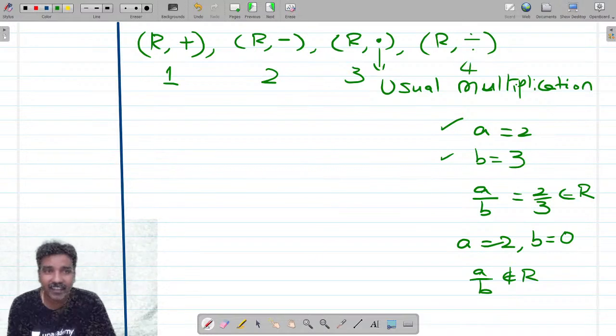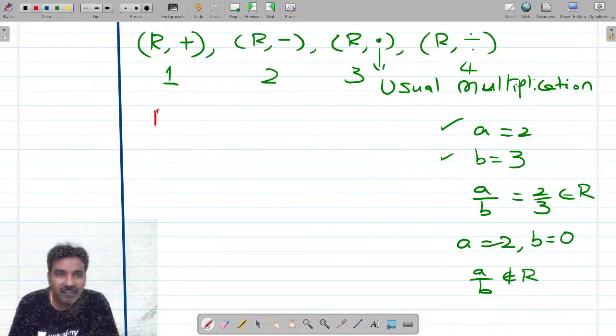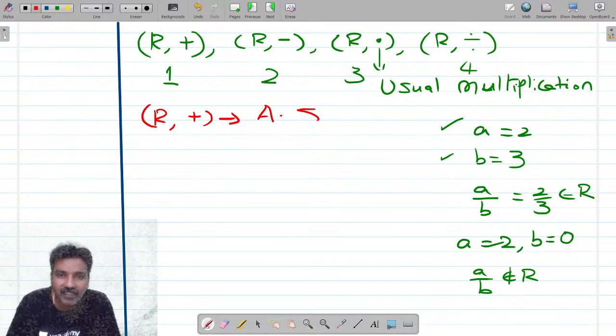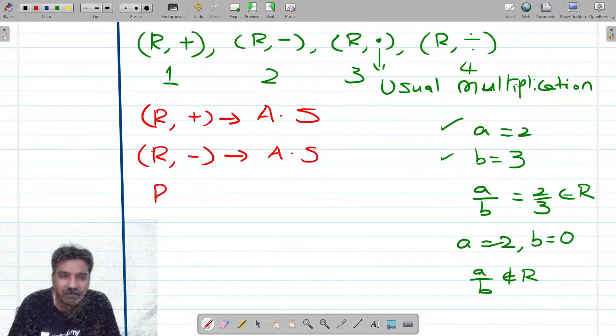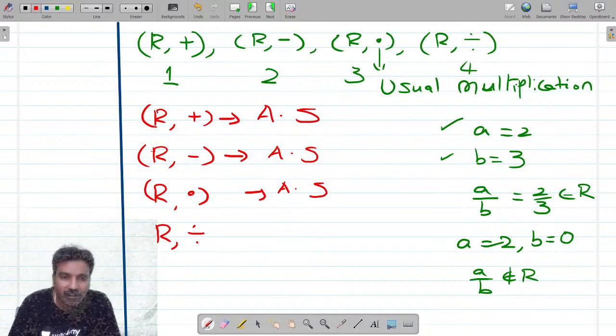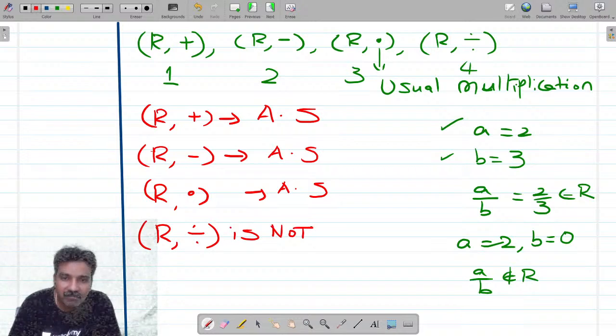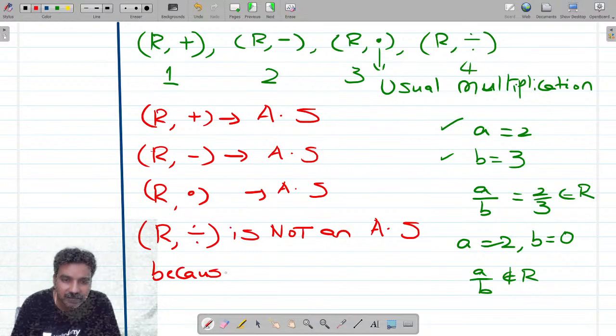So here I am writing like this. R comma plus, this is an algebraic system. R comma minus is an algebraic system. R comma dot is an algebraic system. But the last one is not an algebraic system. R comma division is not an algebraic system. Why? Because I am writing the reason.